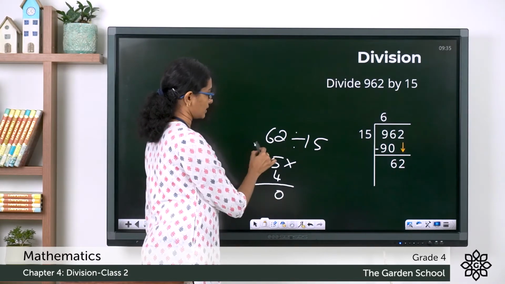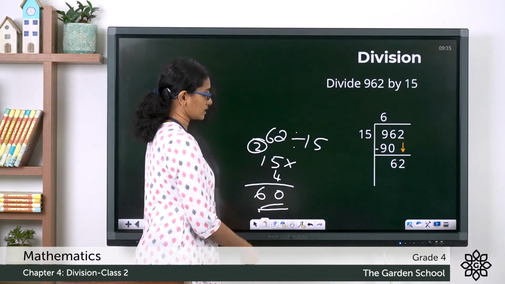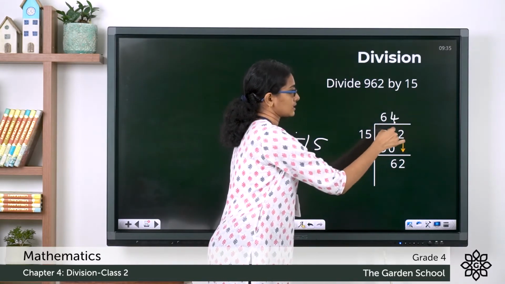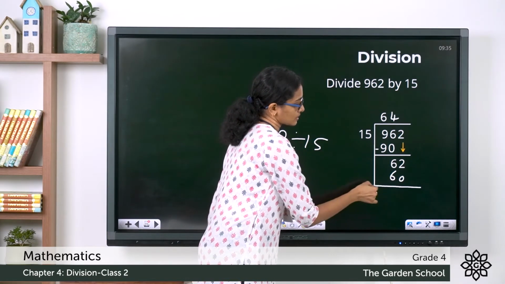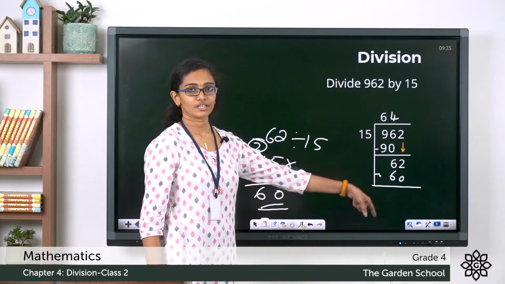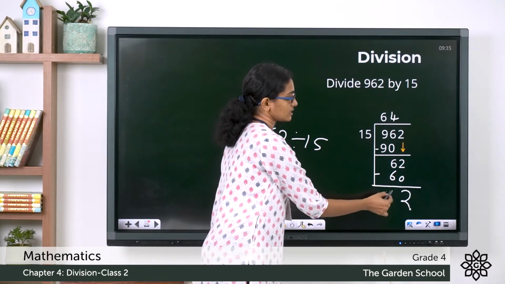See, 4 5s are 20. I carry over 2. 4 into 1, 4 plus 2, 6. So, shall we take 4 15s here? Yes. Now, 4 into 15 is 60. Now, what is the next step? Subtracting these two numbers. So 2 minus 0 is 2. 6 minus 6 is 0.